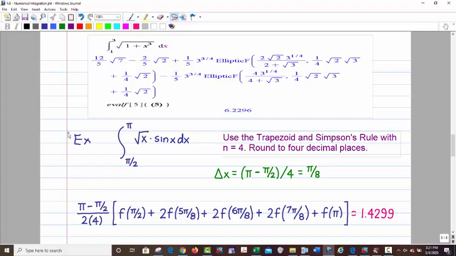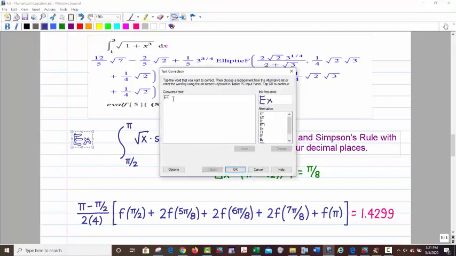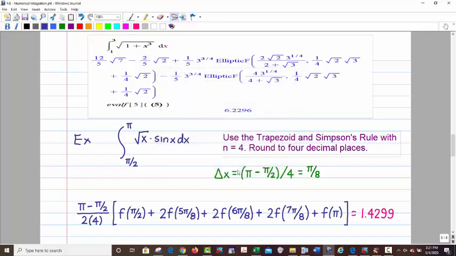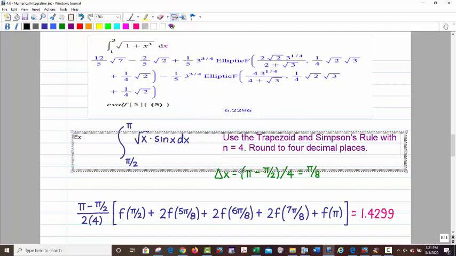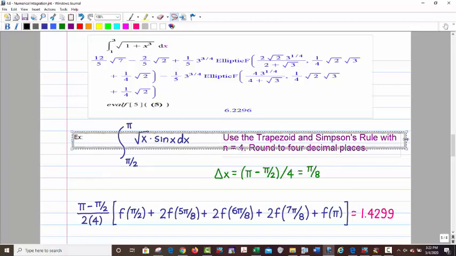Anyway, while I'm messing around with this, we have the integral of the square root of x times sine of x. Definitely not solvable by hand. From pi over 2 to pi. And once again, 4 subintervals. Like I said, in our world, we're going to stay consistent on the 4 subintervals, just because I don't want this to be too tedious and time consuming.